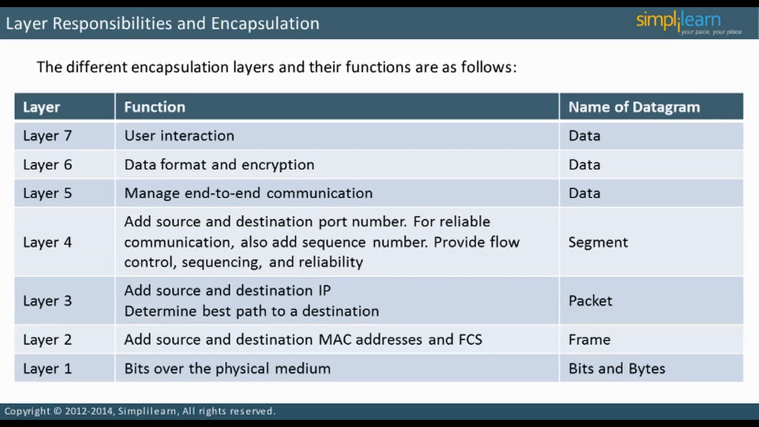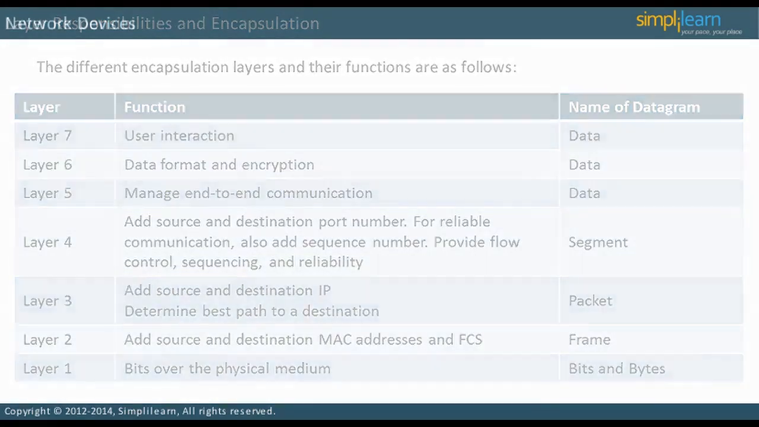MAC stands for Media Access Control and happens at Layers 1 and 2. At this layer, there is also a trailer added after the data. This consists of a frame check sequence to check if the data is consistent. If it is not, the datagram is discarded. We will discuss network devices in the following slide.